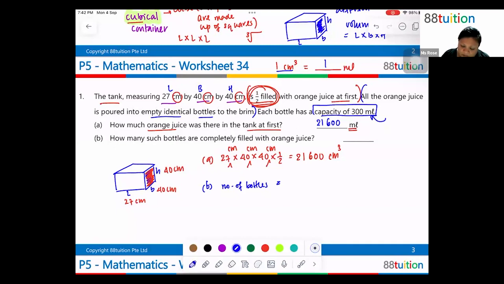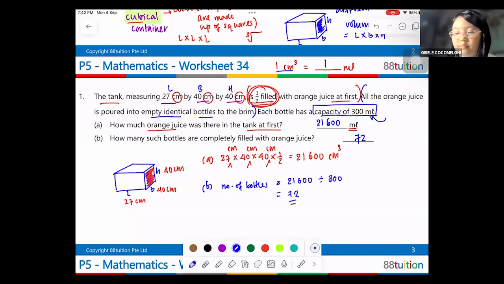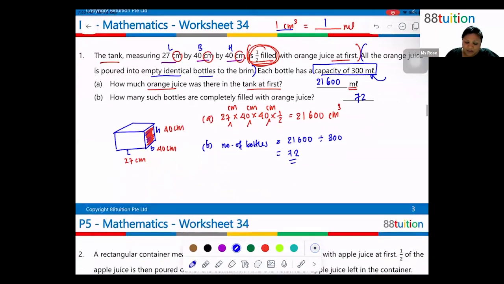Thank you, Rachel. So what I do is take the volume of the amount of orange juice divided by the capacity that the bottle can hold. Divide by 300 to give me 72 bottles. Okay, so Giselle, not multiply by 72, we actually divide it by 300. Those who gave me an answer like Bella and Gordon, thank you very much.